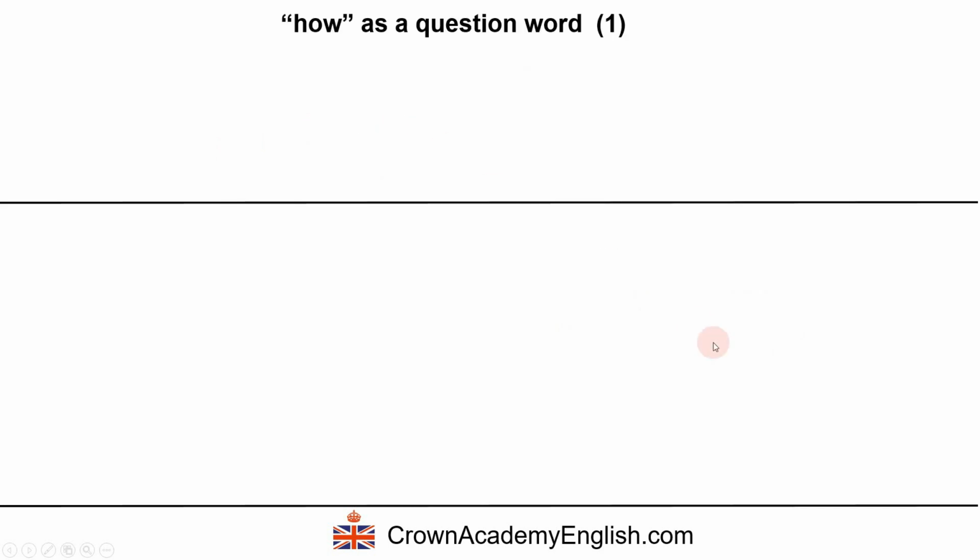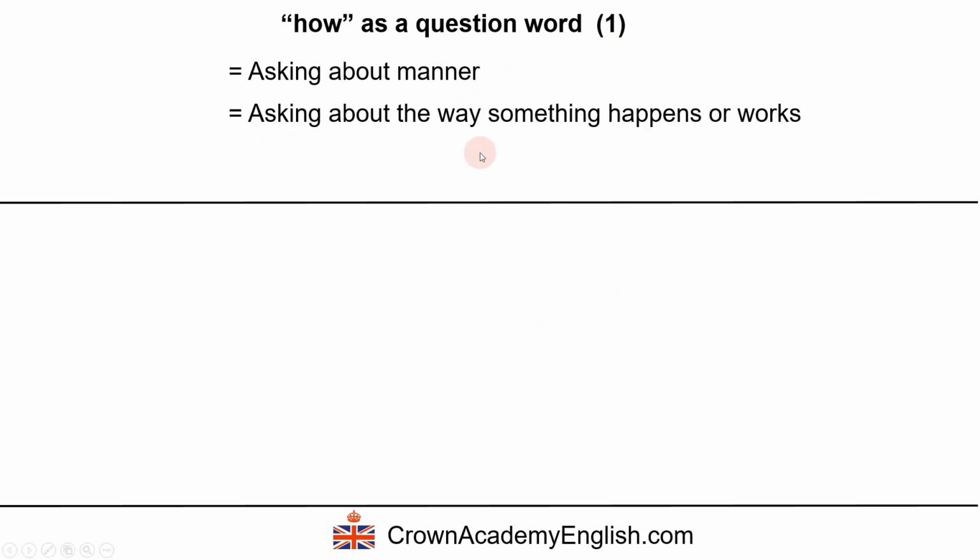So how as a question word. This has two meanings. So meaning number one, we use it to ask about manner, or asking about the way that something happens, or the way that something works. Let's look at some examples. Here is the form. This is the usual form when we have a question word: how, followed by an auxiliary verb, subject, and a main verb. And of course, if we're writing the question, we write a question mark.